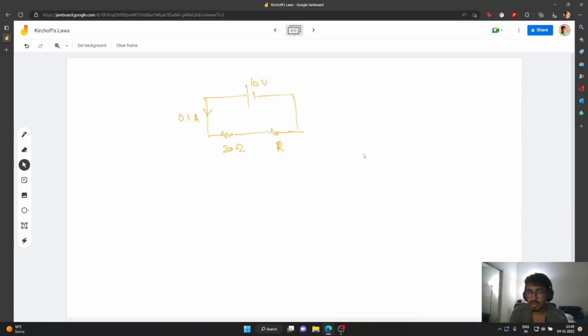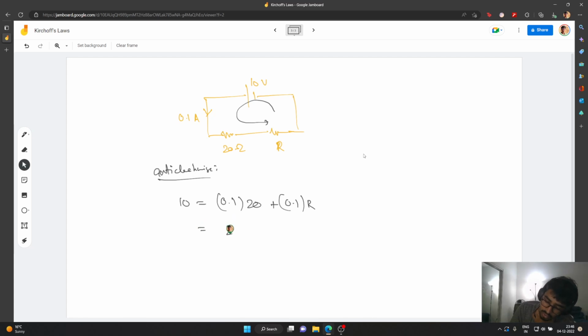So now let's see if we can find R. Let's first select the direction of a loop. The direction of loop we are selecting as anti-clockwise, right? As we said, it does not matter except we have to take the signs properly. So all the EMF sources that help this anti-clockwise motion will be 10, and that's all. And all that eats up is 0.1 times 20, and then 0.1 times R, right? I times R and I times R. So this will be equal to 2 plus 0.1 times R and 10.